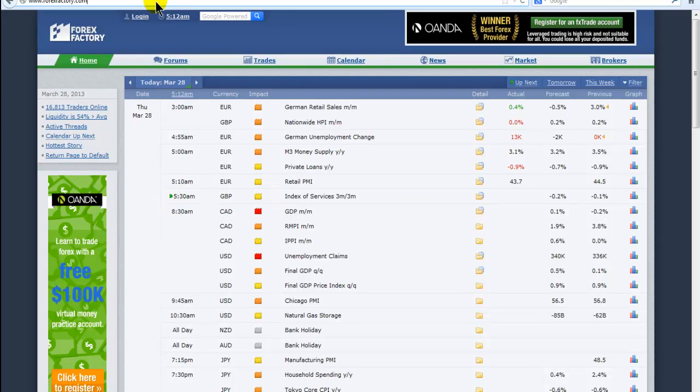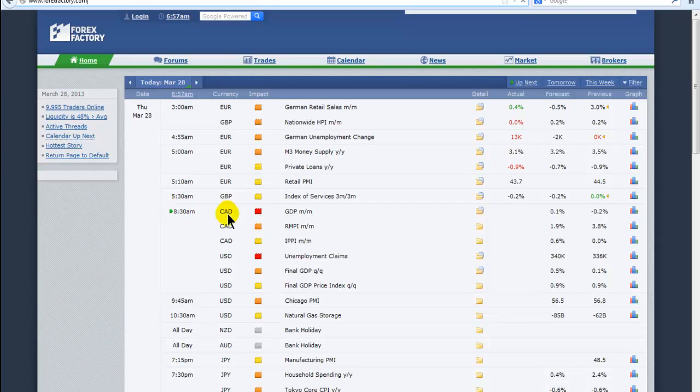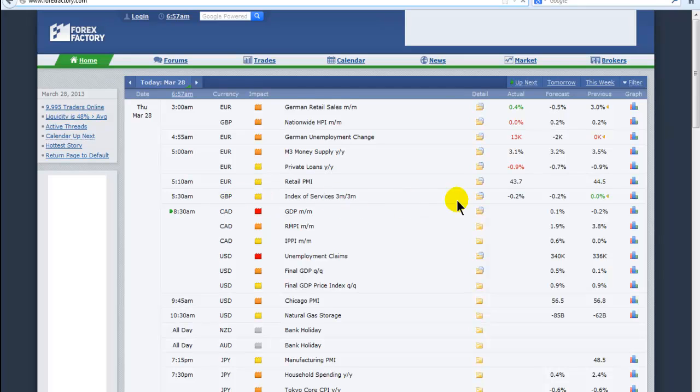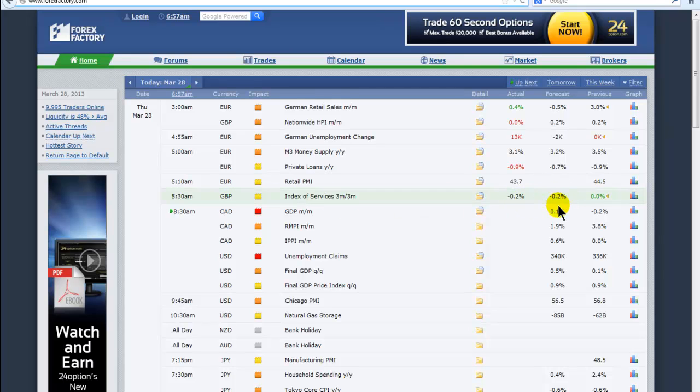In fact, let me refresh my Forex Factory. All right, this one is already out regarding Great Britain, this is the United Kingdom. The actual figure is exactly the forecast, so no change at all. Okay, you see it's not green, it's not red, so no change at all. Minus 0.2, minus 0.2, as you can see. All right, so nothing has changed there.